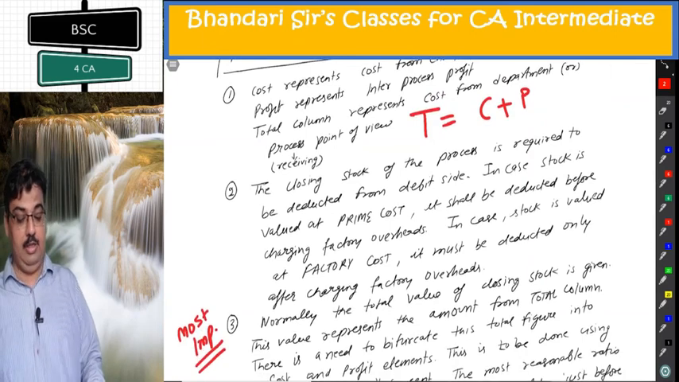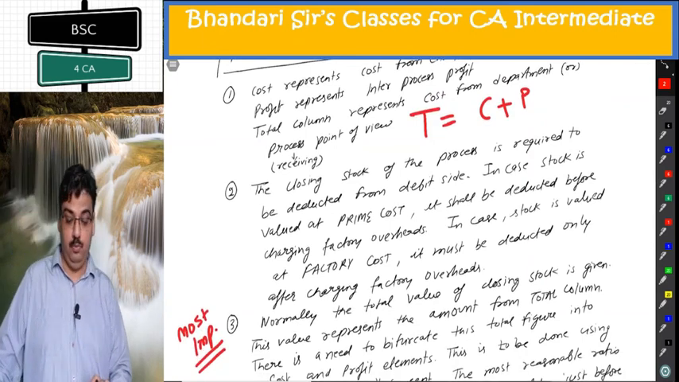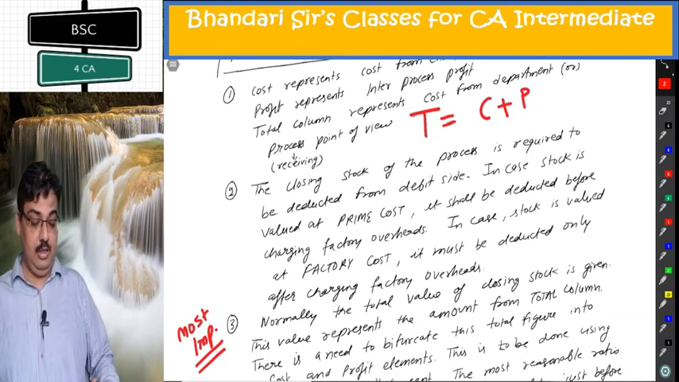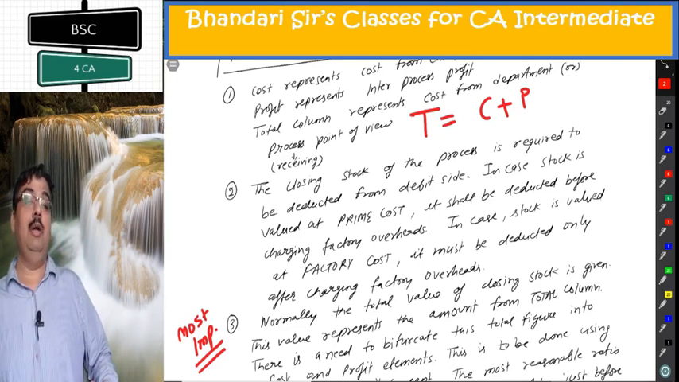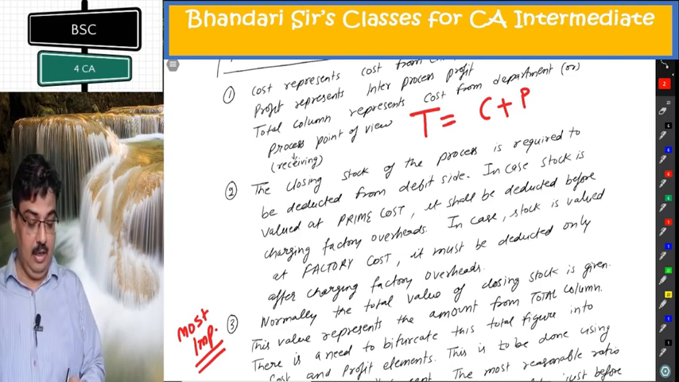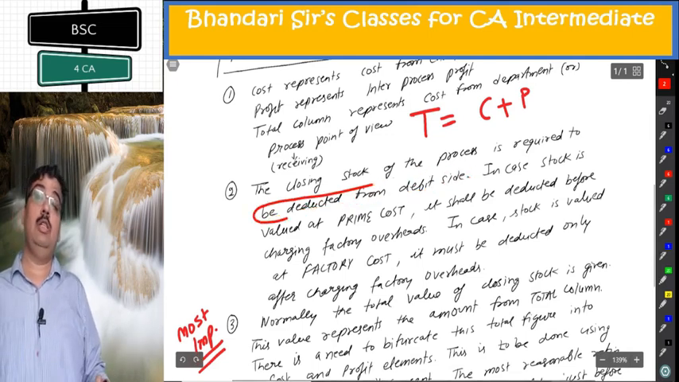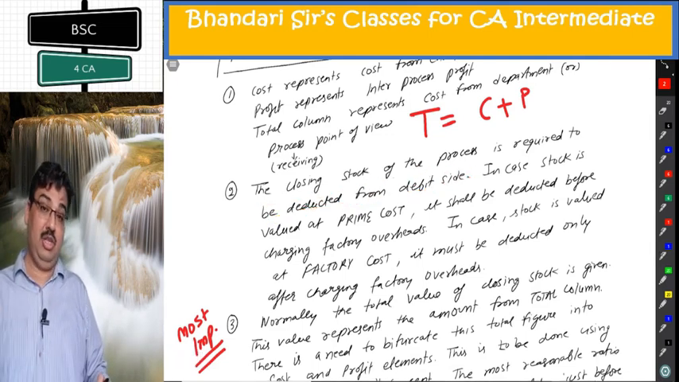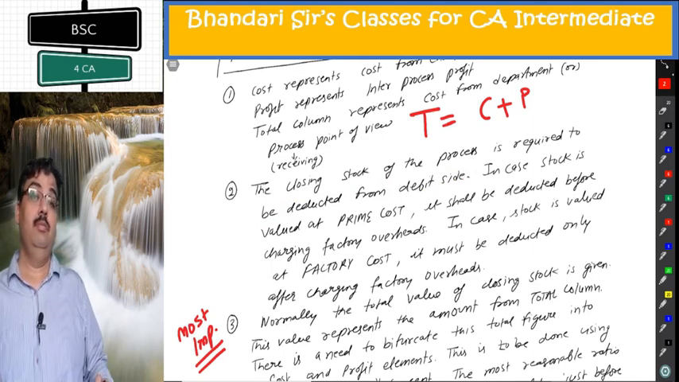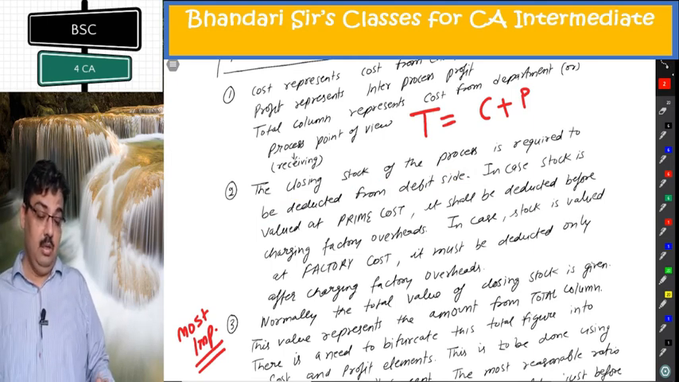Now important points. Next points are very, very important to follow. The closing stock of process is required to be deducted from debit side. That is a different thing that you are getting here. Deducted from debit side. Have you ever seen in a ledger account deductions on debit side? No, you have not seen. You will see it today.